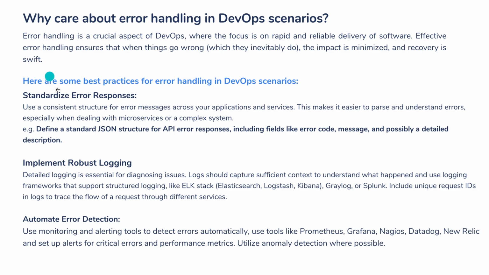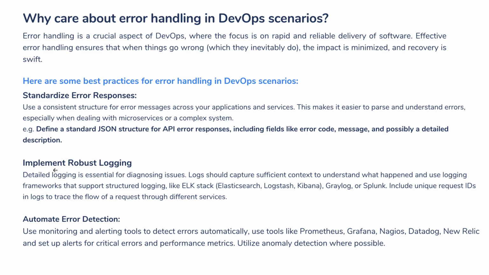Now what are these best practices I'm talking about? I have listed them, so we'll go one by one. First one is standardized error responses. Use a consistent structure for error messages across your application and services. This makes it easier to parse and understand errors, especially when dealing with microservices or complex systems. For example, define a standard JSON structure for API error responses, including fields like error code, message, and possibly a detailed description.